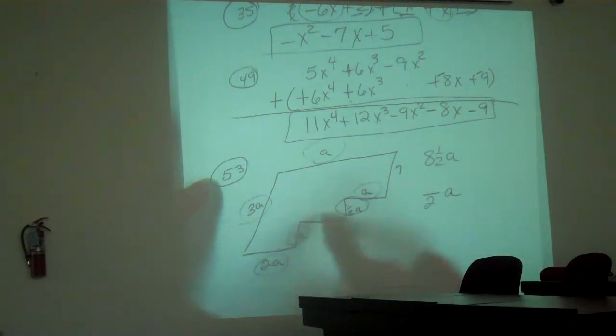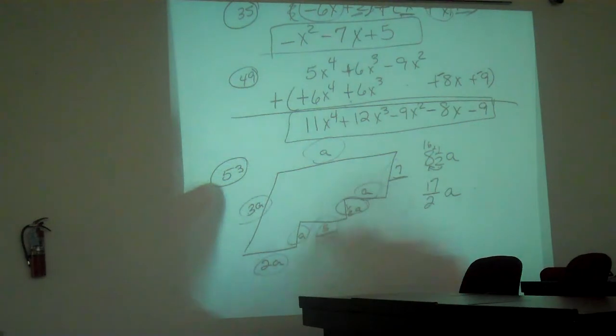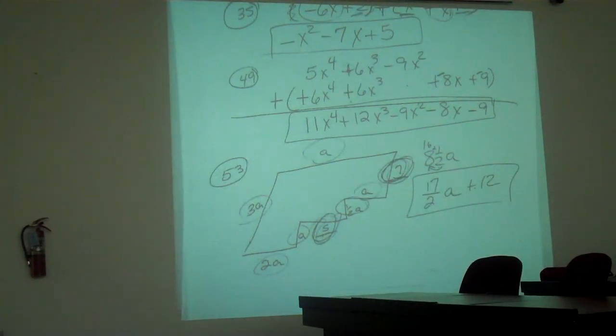And then these two, you'll just add. The 5 and the 7 will be off to the end. How do you turn this to improper? 16 plus 1, 17a, right? And 5 plus 7, you have plus 12. So that's the perimeter of 53. So I'm going to let you do 54 on your own. You just have to add all the outsides up, okay?